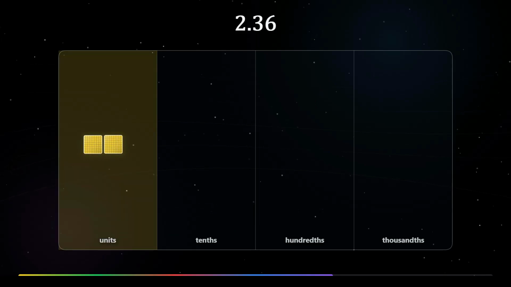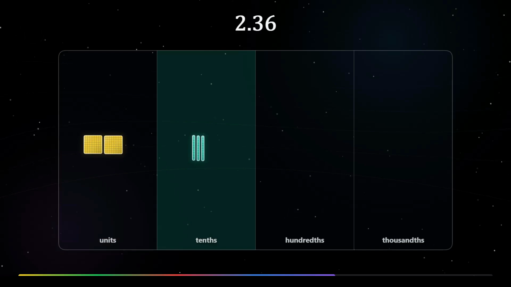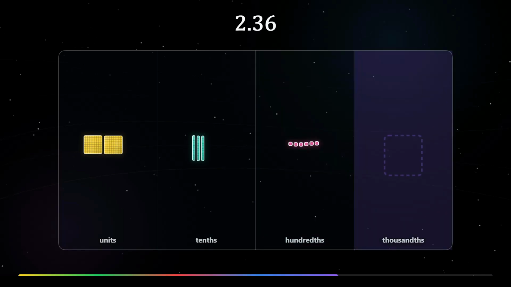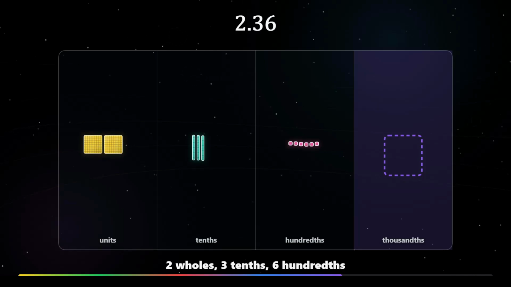The 2 is in the units place, so use 2 whole blocks. The 3 is in the tenths place, so use 3/10 strips. The 6 is in the hundredths place, so use 6 hundredth squares. There is no thousandths digit, so no thousandth pieces are needed. 2.36 is 2 wholes, 3/10ths and 6/100ths.